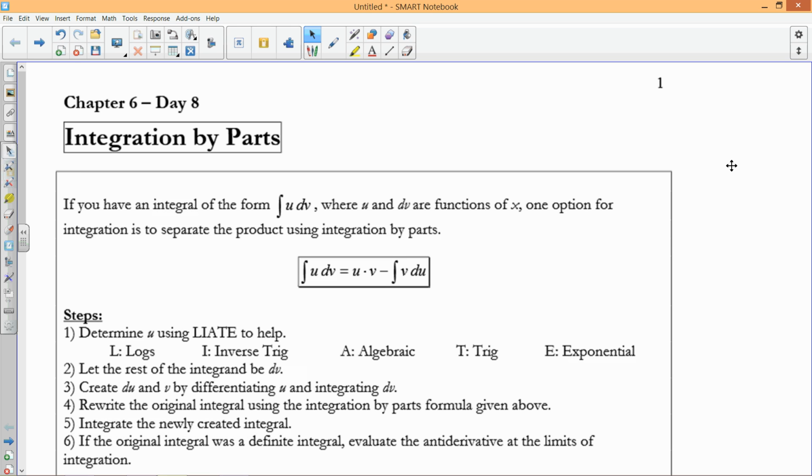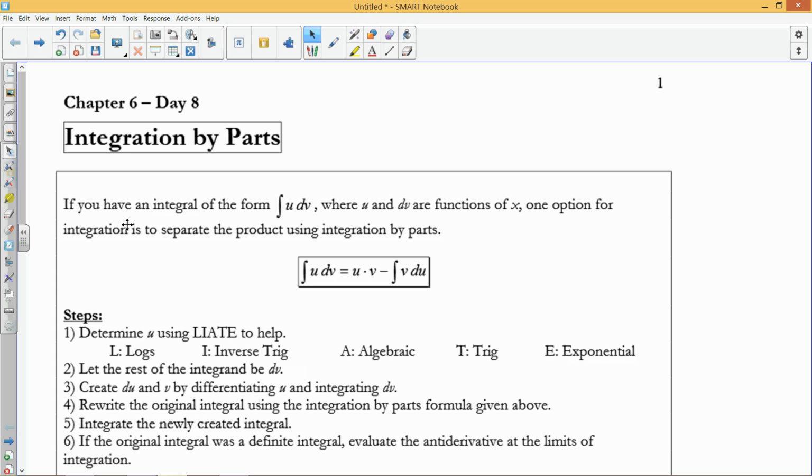Alright, so today we're going to talk about integration by parts. Integration by parts is another one of those techniques of integration where you have to figure out when you're supposed to use it and when you're not supposed to. We've dealt with multiple types of integration, from regular integration to u-substitutions, integration by partial fractions, and integration by separation of variables.